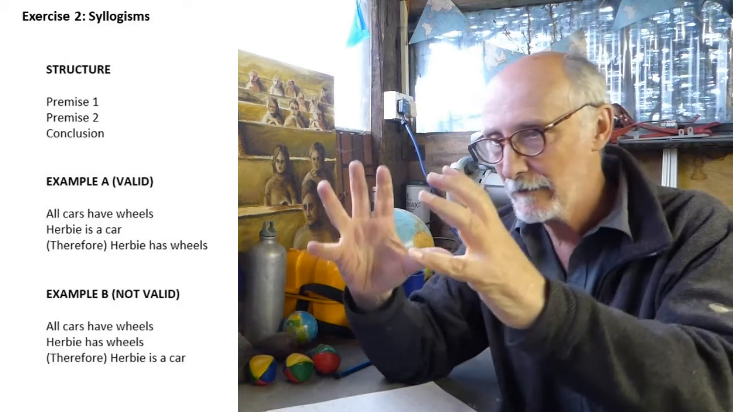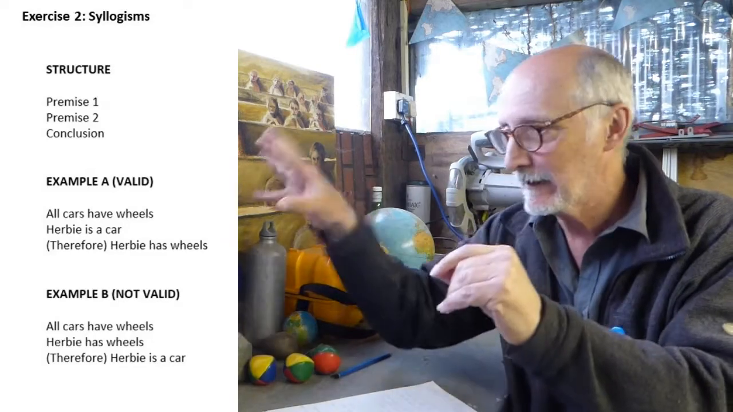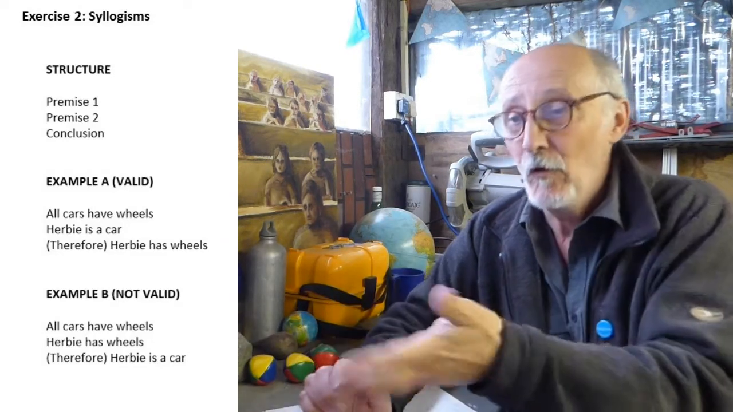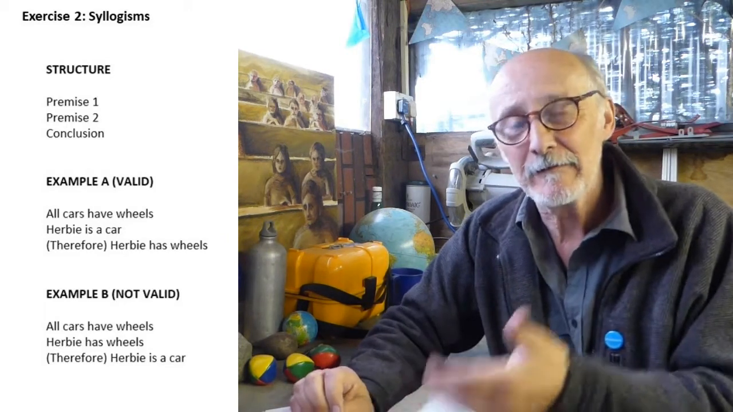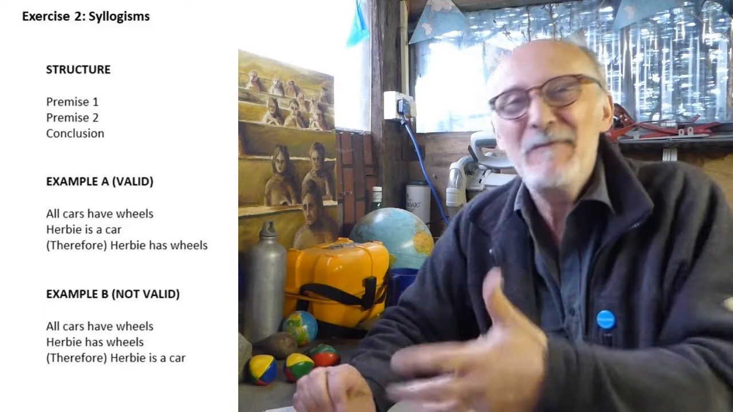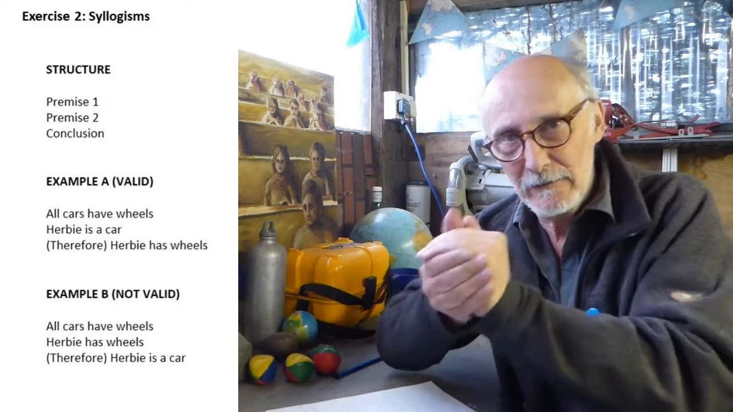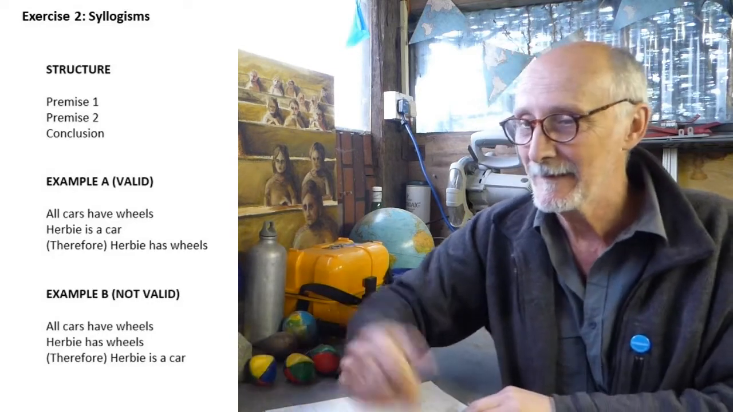Okay, so all cars have wheels, all things with this label are like that. Herbie is one of those things. Therefore, logically, it follows that Herbie has wheels, because Herbie's a car and all cars have wheels. Well, Herbie must have wheels then, because Herbie's a car and all cars have wheels. You see how that works? It's a logical correctness to it.